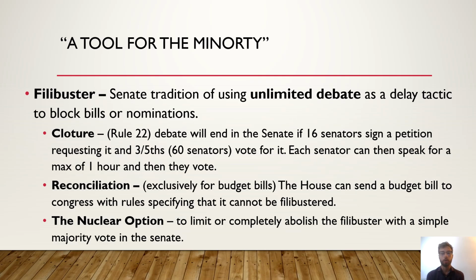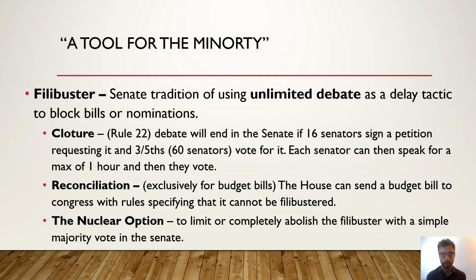Additionally, we can see the term reconciliation. This is a dimension in which our budget bills are protected from use of the filibuster because we need to have budget bills efficiently passed. So we restrict our ability to filibuster certain budget bills through reconciliation. The House can send a budget bill to Congress with rules specifying that it cannot be filibustered. This is first determined within the House, but then once it reaches the Senate, it may not be filibustered.